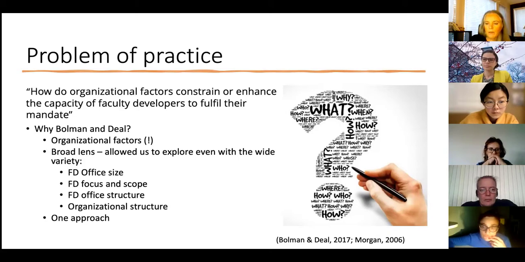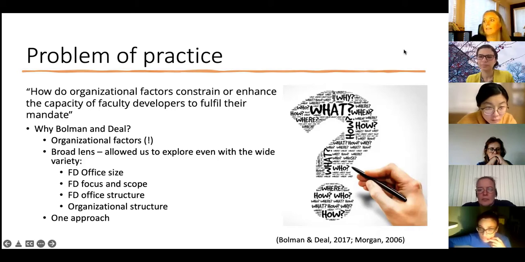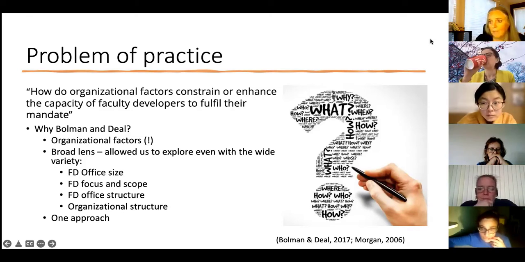Because some of us were familiar with this framework, we chose Bolman and Deal's four frames theory as the lens to explore this problem, primarily because it allowed us to explore the interaction of faculty development and the organization in which we live from a number of perspectives. And we firmly believe that there were organizational factors at play that influenced our office's success. Bolman and Deal's theory itself allowed us to explore our context regardless of our differences in office size or organizational structures. In fact, having a broad range of different organizational structures only strengthened our findings.